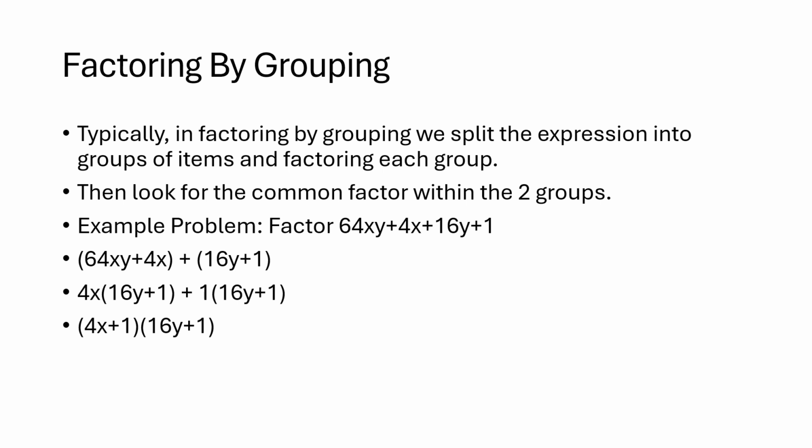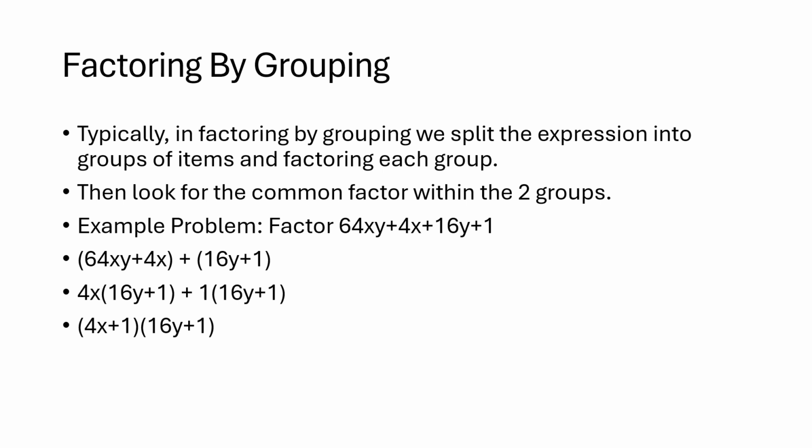So for our example problem, we have 64xy plus 4x plus 16y plus 1. We can see the groups are 64xy plus 4x and 16y plus 1. For the first group, we can factor out the 4x to find 4x times 16y plus 1, and for the second one, it's simply 1 times 16y plus 1.